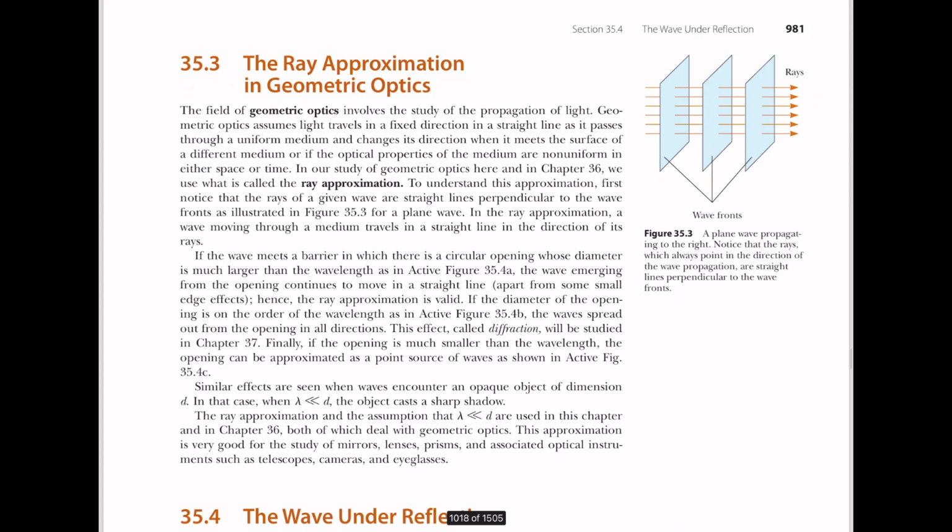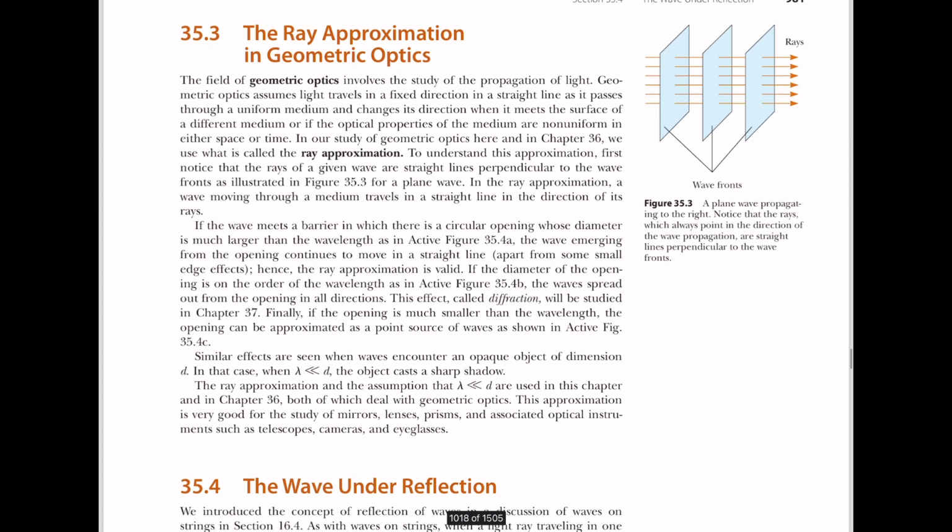Then we have 35.3, the ray approximation. Very short section. You can see it's 3 paragraphs here with a picture. So you can take a look through this. There's for sure some information we missed out on in the 7-minute run through. So if you're curious about the ray approximation and want some more parts about it, I recommend reading through this. It's going to be interesting.